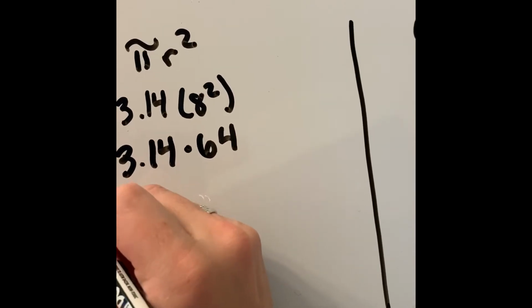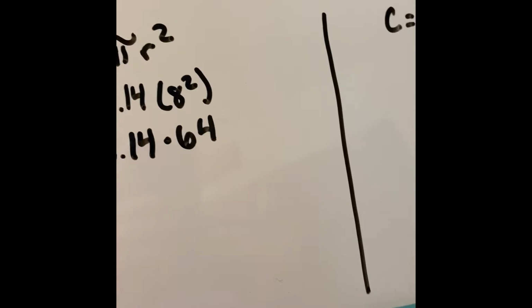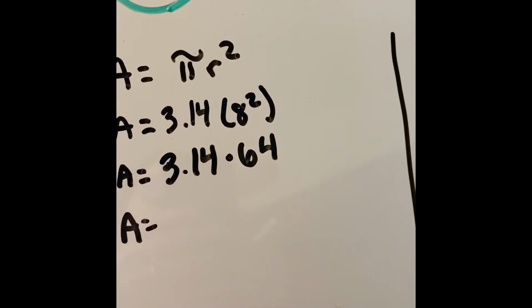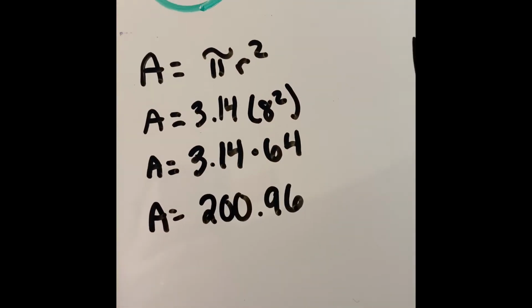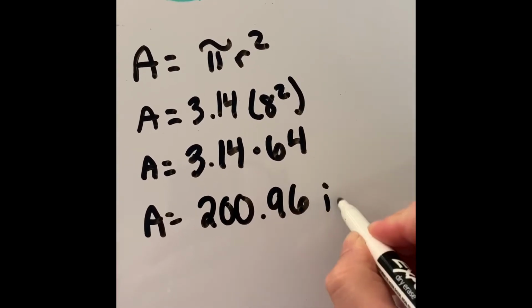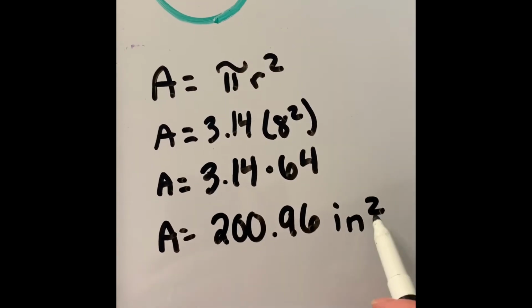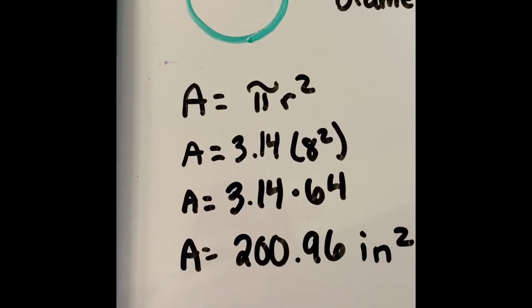Okay, so I'm just rewriting all of those steps once I have them done. So 3.14 times 64 is 200.96. And remember, my label for area is inches squared. Centimeters squared, feet squared, I need to make sure I have it squared.